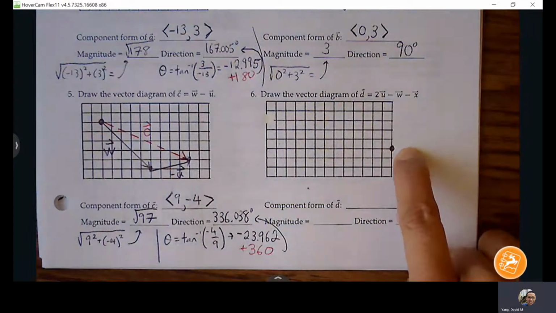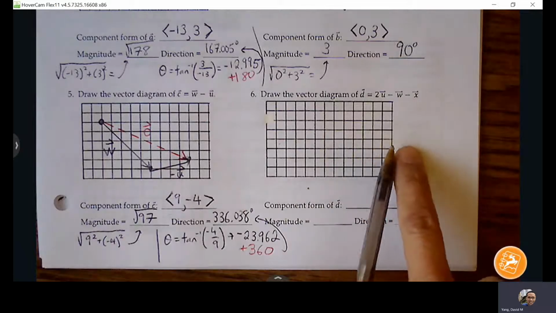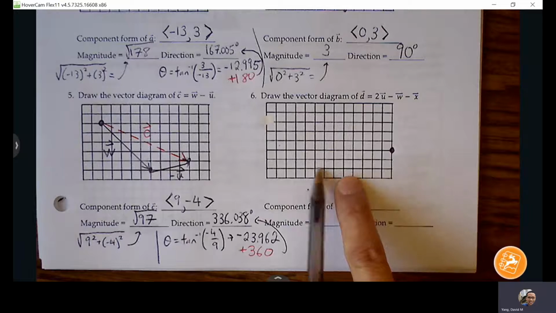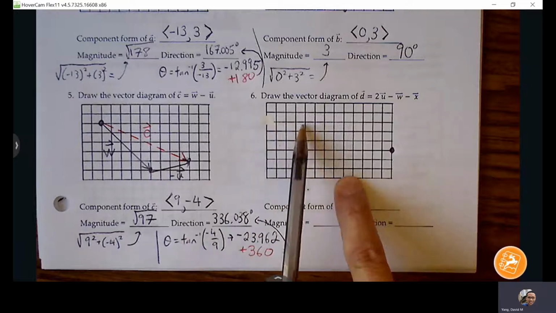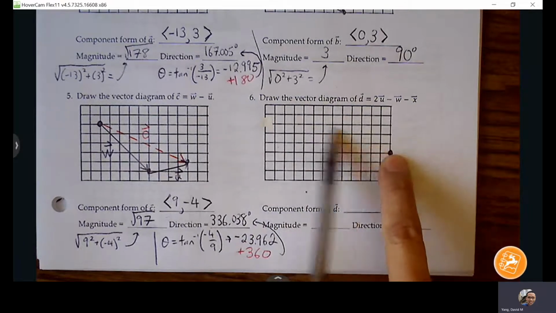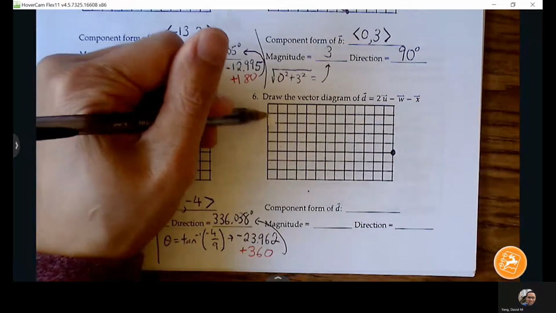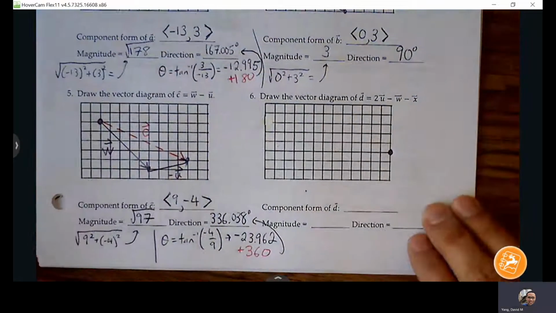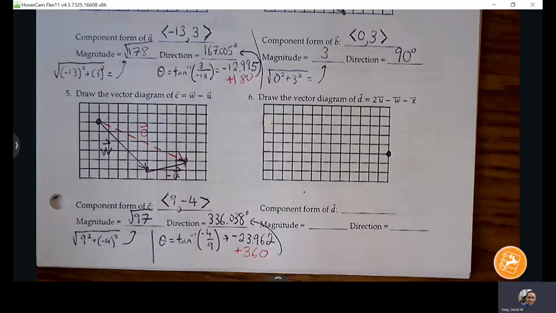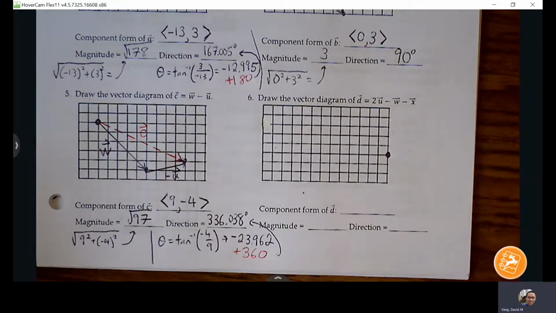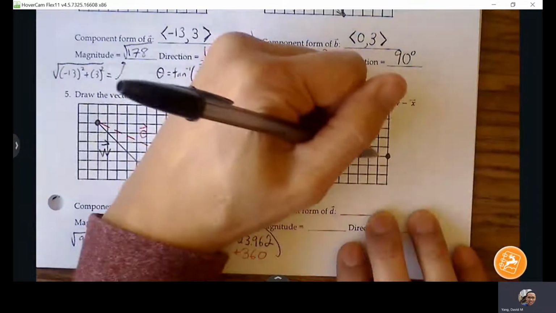Start on the right side because 2u will bring you down here. Negative w will bring you up here. Negative x will bring you here, and then we can draw your resultant vector. And u is over 4, down 1, twice.